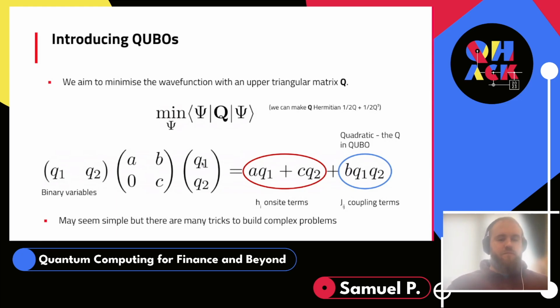Then when we apply our variables to this operator, we get this nice quadratic equation. This looks very simple, so you're thinking, how can this actually solve problems? There are many tricks we can use to start encoding complex problems into these binary variables in a way that we can make use of quantum annealing to solve them.